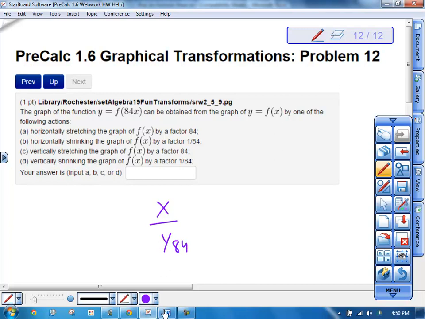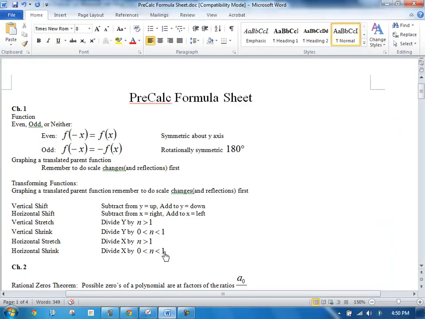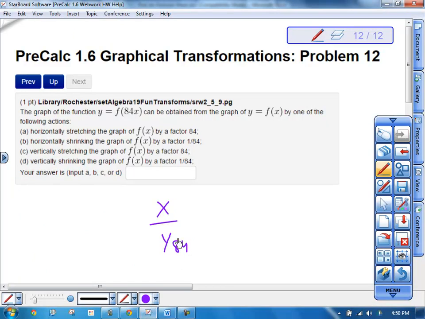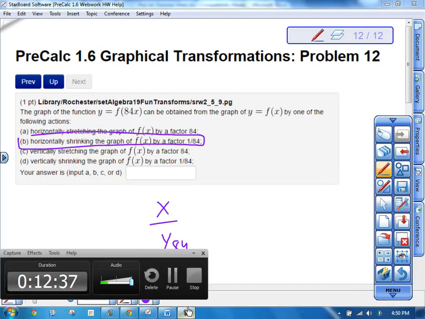If you rewrite 84 as 1 over 84, you look at the formula sheet, you're dividing by a number between 0 and 1, because 1 over 84 is between 0 and 1. So it's a horizontal shrink by a factor of 1 over 84. I could have done it the other way around, but it's a horizontal shrink by a factor of 1 over 84. And I hope this helps.